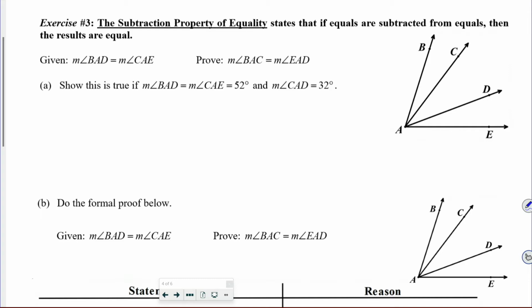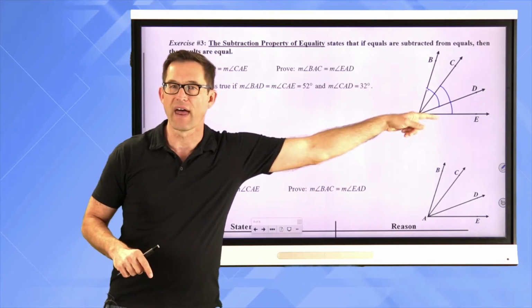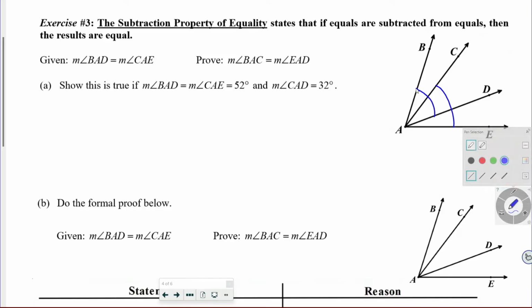We know that angle BAD, which is this angle, is equal to the measure of angle CAE, which is that angle. So let me just step back and take a look at these. That angle is equal to that angle. What we're trying to eventually prove, and in letter A we're just going to show it's true, is that angle BAC is congruent to angle EAD.